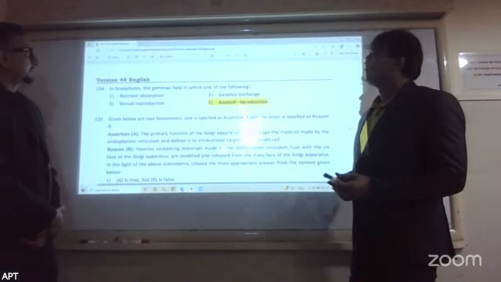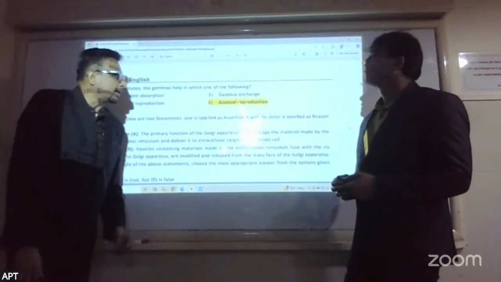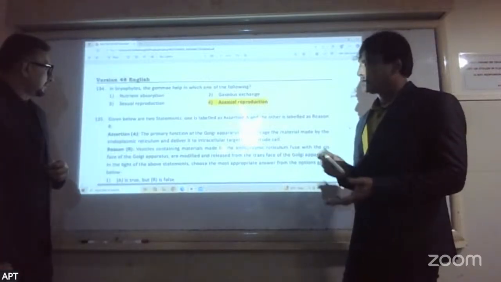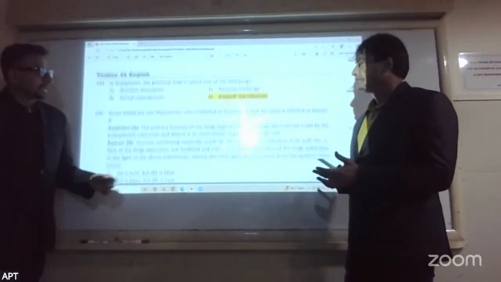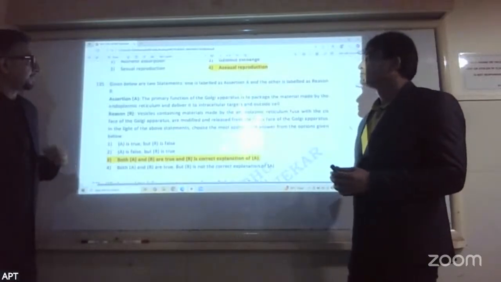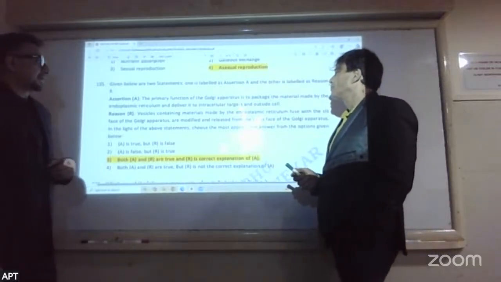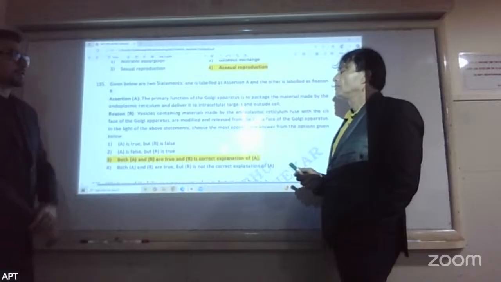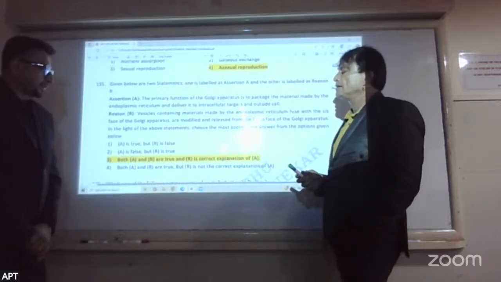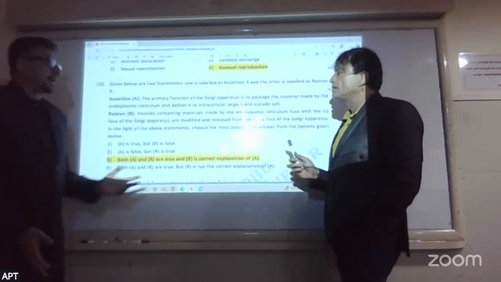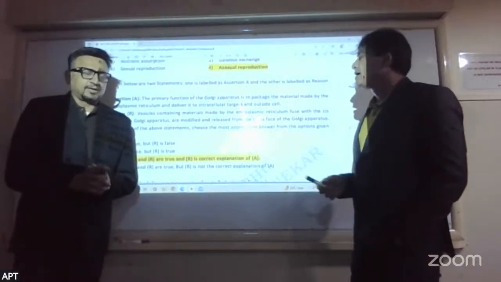In the prior question, which of the following, and I think this is straight. Given below are two statements. Can we take this up? The primary function of the Golgi has been asked. Correct, and the vesicles containing materials are made. This is also very straight. Yes, A and R are true and R is a correct explanation of A. So I think this is again A and R are both true.